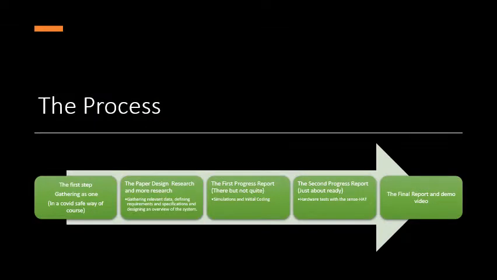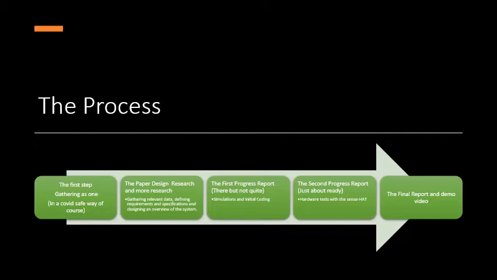However, with the limitations aside, we began our design process. As a first step, we held our first meeting. We discussed the ways that we would go about our design project. Following this, we began our paper design. This consisted of a lot of research. We needed to gather the relevant data, define requirements and specifications based on the design brief, and design an overview of our system solution. Following this, we began our first progress report.